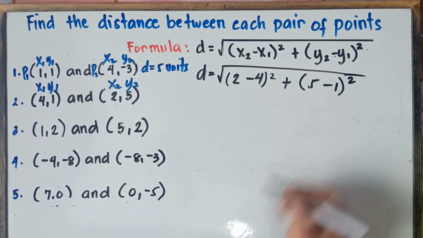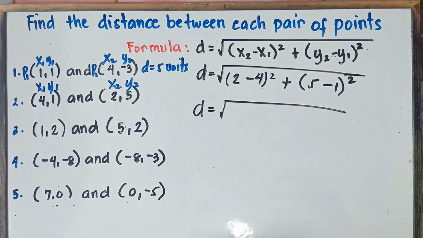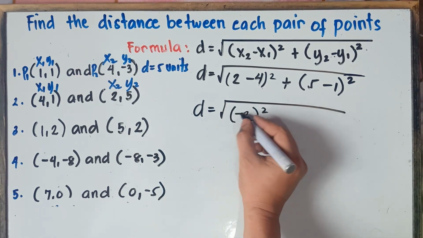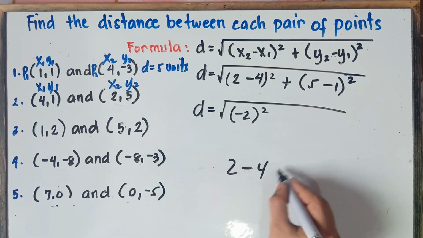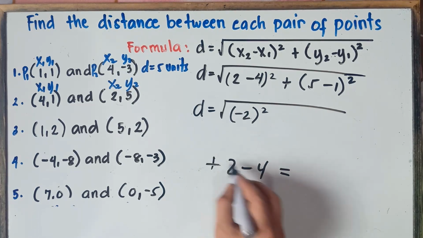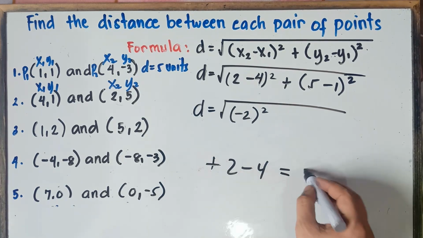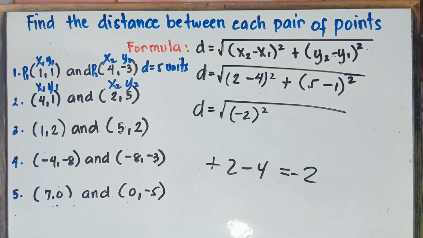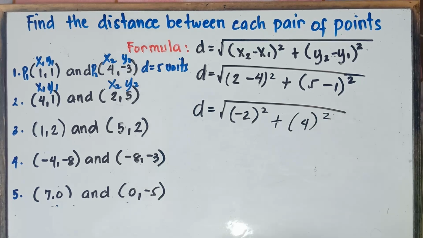And then squared. So d is equal to 2 minus 4, that would be negative 2, and then squared. Do not forget squared. Once again, plus 2 minus 4, that would be negative 2. 2 minus 4, 4 is greater than 2. This is positive, negative, unlike signs, subtract. 4 minus 2 is 2. Now 4 is greater than 2, so we copy the sign of 4. That would be negative 2, and do not forget squared. Plus 5 minus 1 is 4, and do not forget squared.